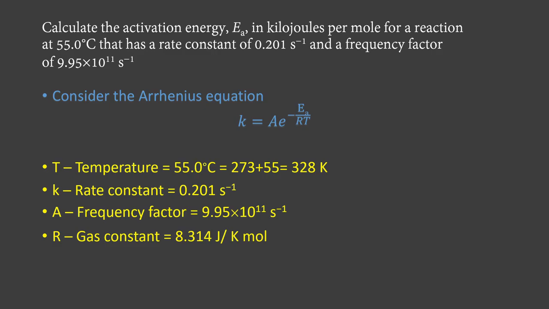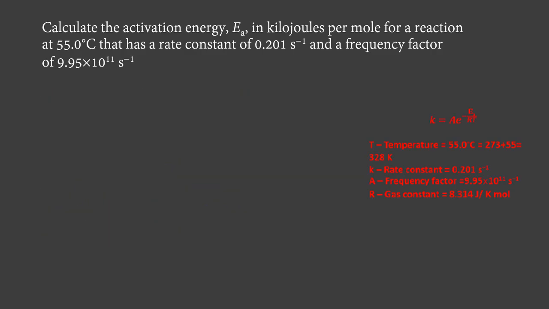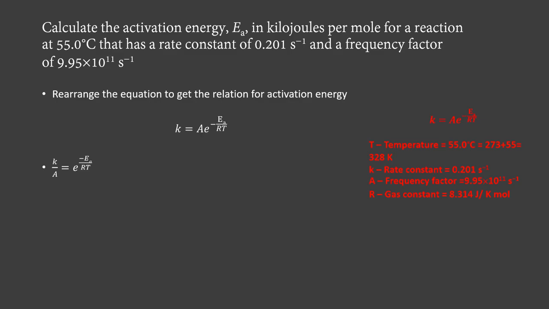Now, since we have to solve for the activation energy, we can rearrange this Arrhenius equation. We can start with isolating the exponential part of the relation. Then we will have K by A equals e to the power minus EA by RT. Now, since the activation energy we need to calculate is in the exponent of this equation, we can take logarithm on both sides. So that will give log K by A equals minus EA by RT.